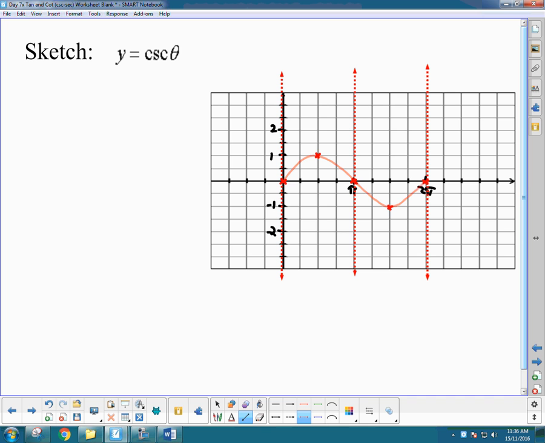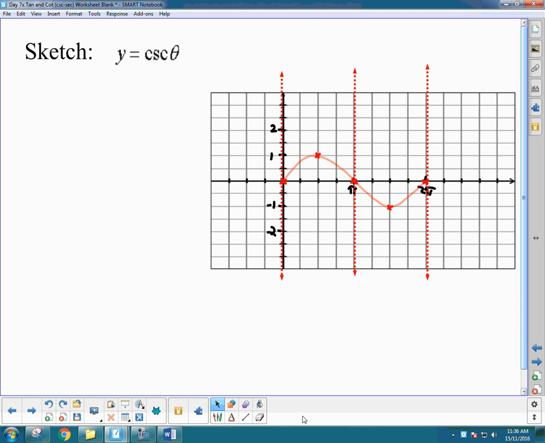And comparing these asymptotes to the original sine curve makes sense. Notice that the original had a 0 here, so 1 over 0 is going to result in an asymptote. There's a 0 here, so 1 over 0 is going to result in an asymptote, and a 0 here, so 1 over 0 is going to be an asymptote. So there shouldn't be a surprise when we're doing the cosecant that there's going to be asymptotes.